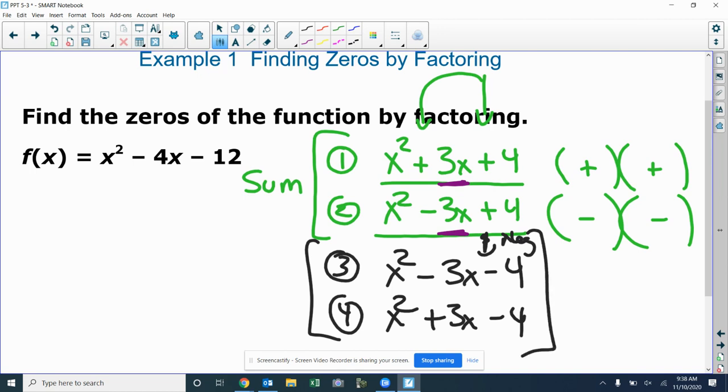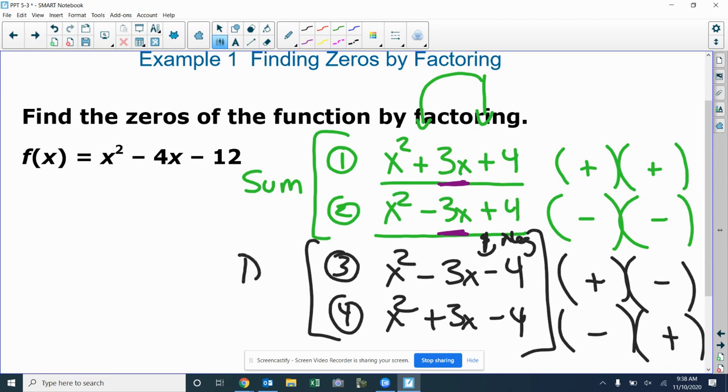Anytime I have a negative number in the second one, I'm always going to have one positive and one negative. Order doesn't matter. I could have the first one negative or the second one positive. It does not matter. Now, this one, if we have negative here, then we need the difference. Okay? We need difference here. The factors have to have a difference of the middle term, not the sum of the middle term.